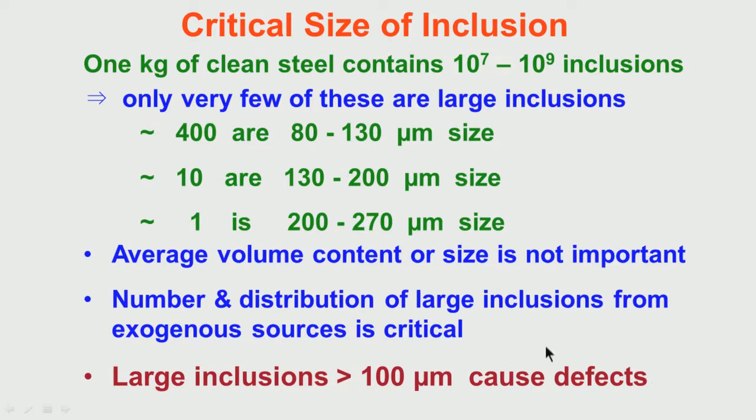So we have to really worry about those large inclusions which are say 100 micron or more, or 70-80 microns or more. These are the inclusions we have to be careful about, and not very small inclusions.